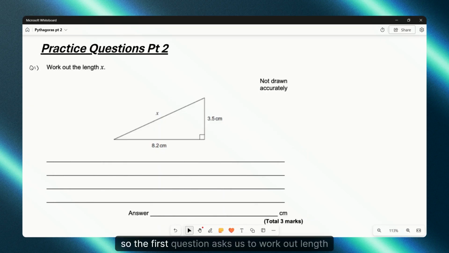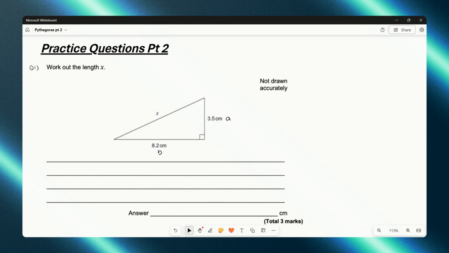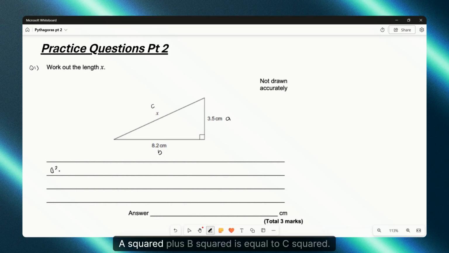Right, so the first question asks us to work out length x. Now, as from the last video, I'm going to start by labeling the triangle. So the side labeled 3.5 centimeters, I'm going to label a. The side labeled 8.2 centimeters, I'm going to label b. And again, for the sake of the question, x equals c. So once again, we start by writing down our general formula. a squared plus b squared is equal to c squared.